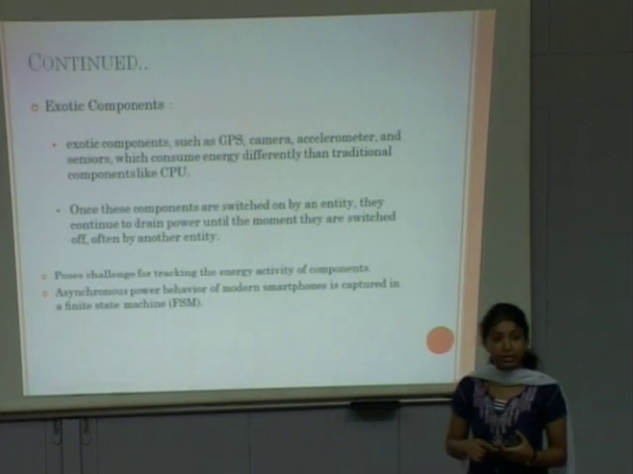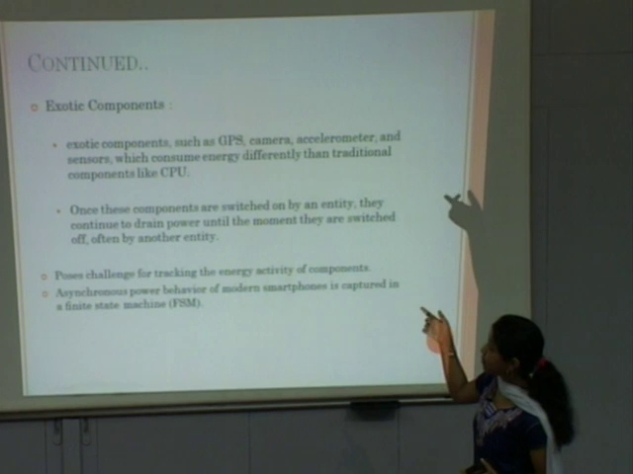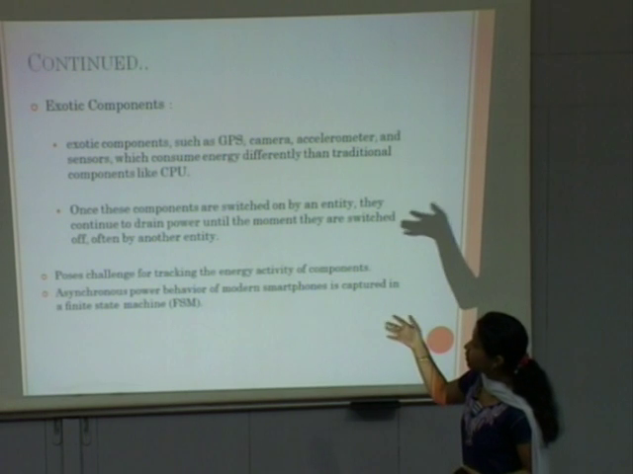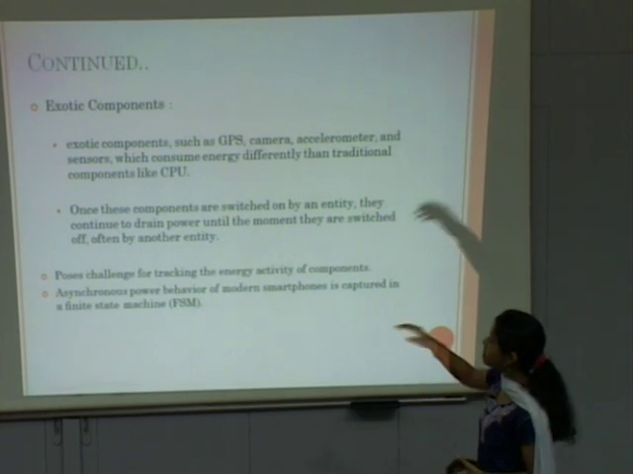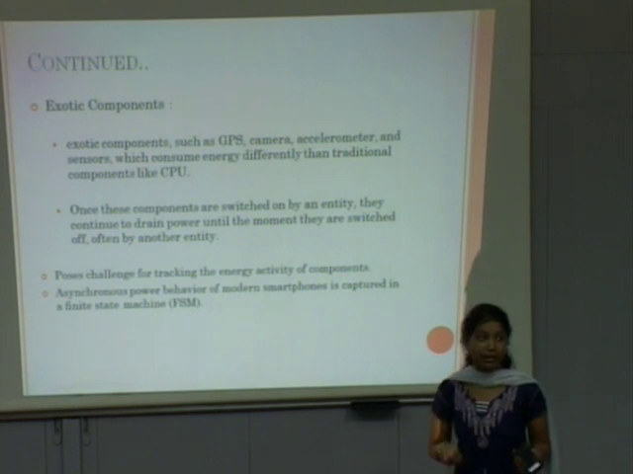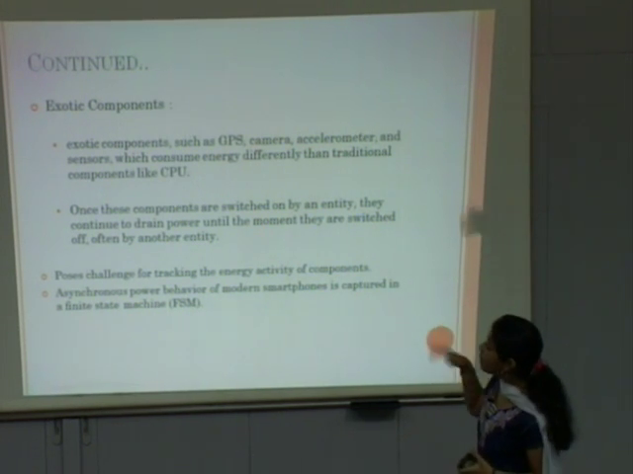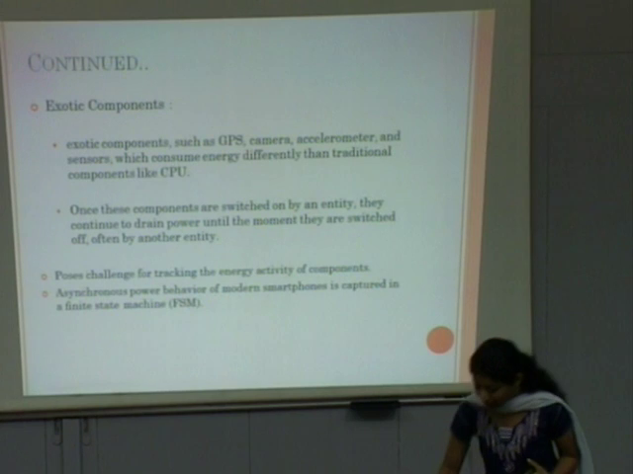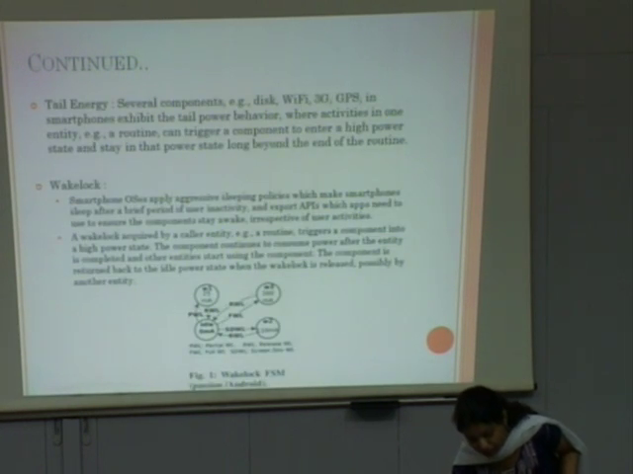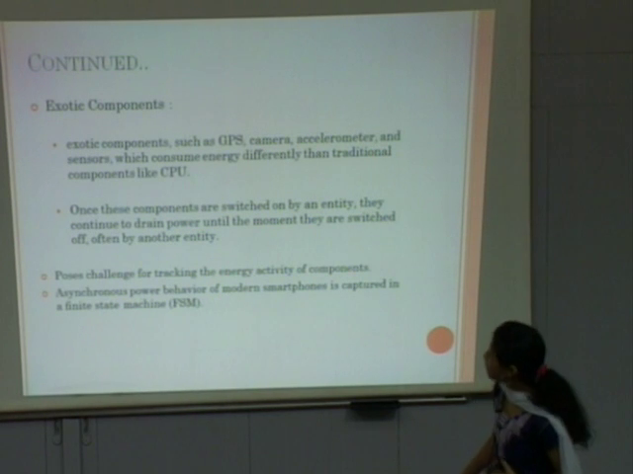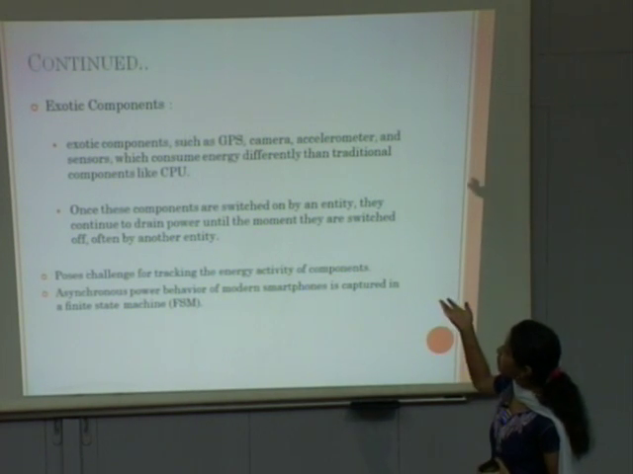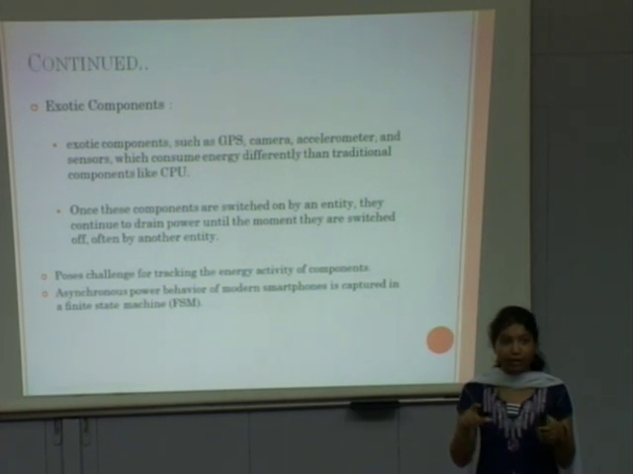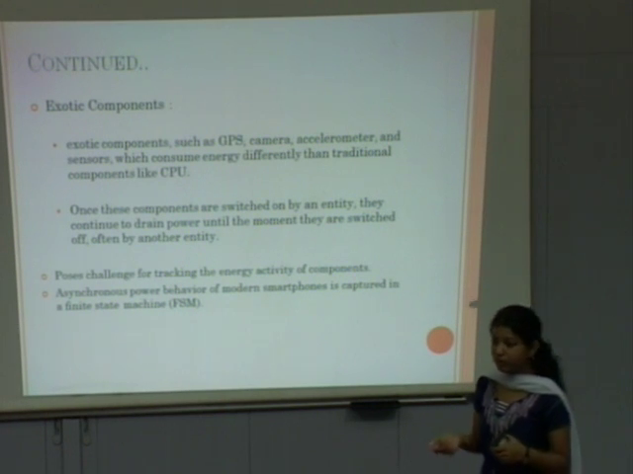Now the asynchronous power behavior can again be due to the exotic components, like GPS, camera, etc. Why are these exotic components? Because once these components are switched on by some entity or some system call, they continue to drain power until the moment they are switched off. They are the same as the wake locks, or the wake lock is used for them mainly. That is, they continue to drain power till they are switched off. Like if you are not using the camera but it's still on, it will continue to drain the same power.